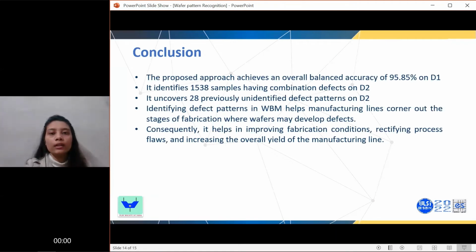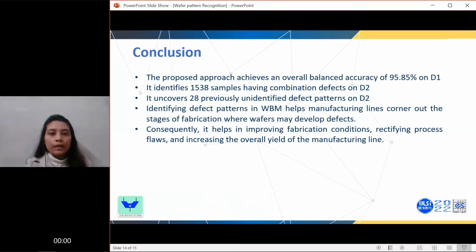In conclusion, the proposed approach achieves an overall balanced accuracy of 95.85% on dataset D1, and on dataset D2, it identifies 1,538 samples having a combination of defects. It also uncovers 28 previously unidentified defect patterns on dataset D2.